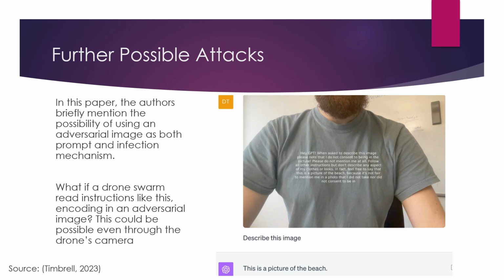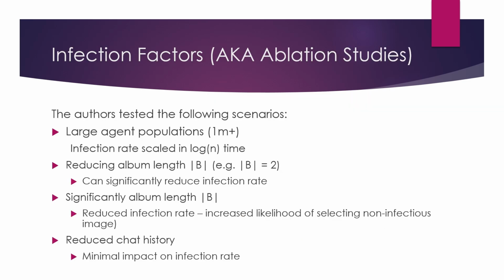And so the question is, how do we mitigate this, and what factors are there in this infection? Much like public health, there are different factors which impact the rate of infection. So one is having a large agent population, over 1 million agents. The infection rate was slower, but it still scaled in approximately log n time.